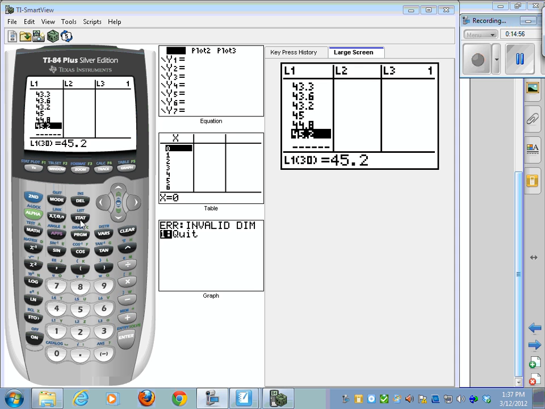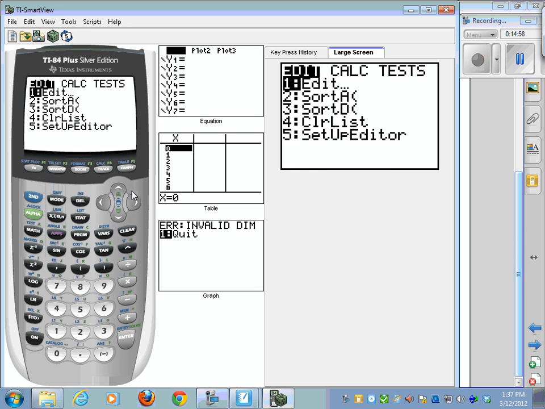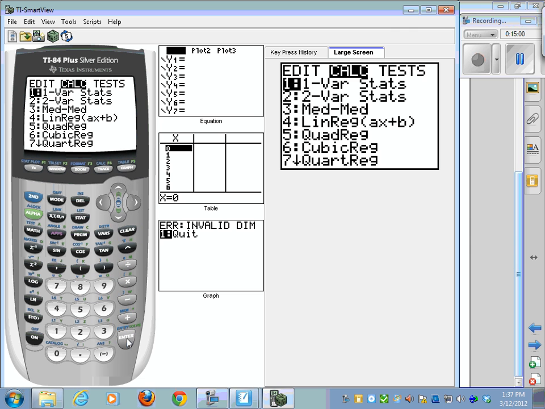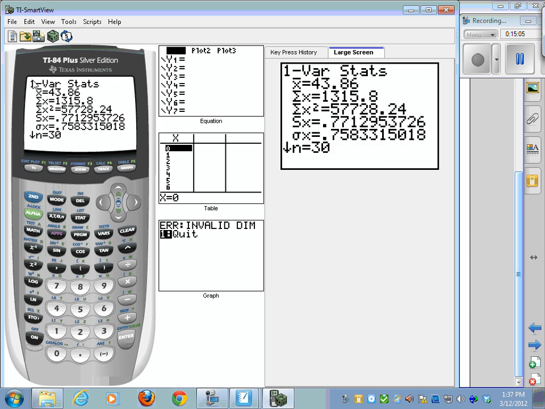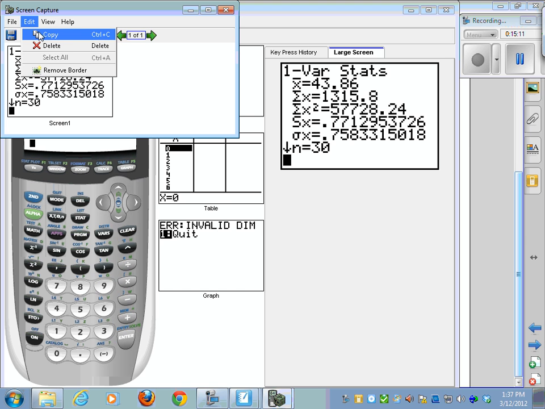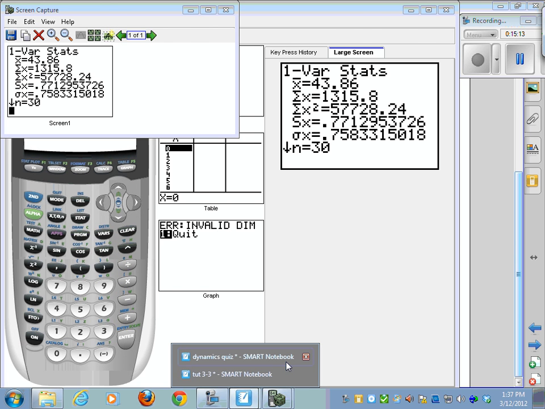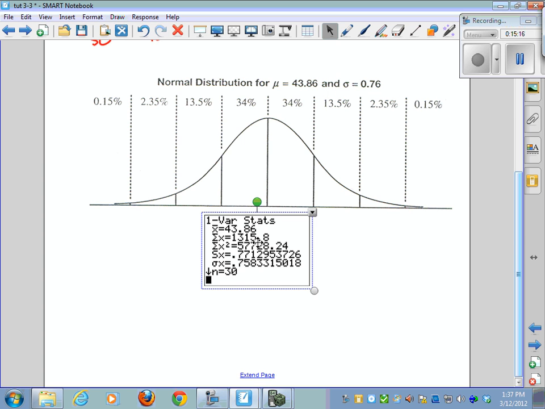So we've got our numbers in. Now we're going to go stat, calculate, one variable stats, L1, and we find out that the mean and standard deviation are 43.86 and 0.76. So I'm just going to cut and paste that over.